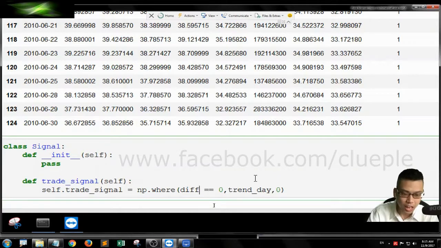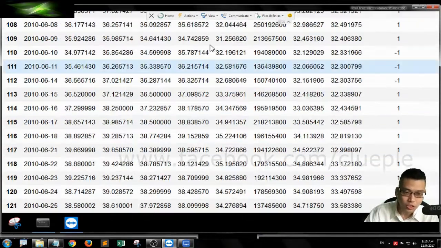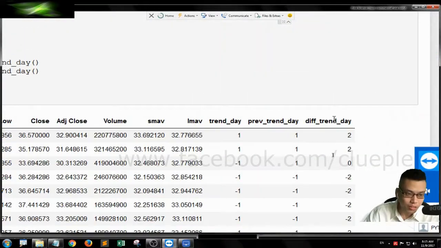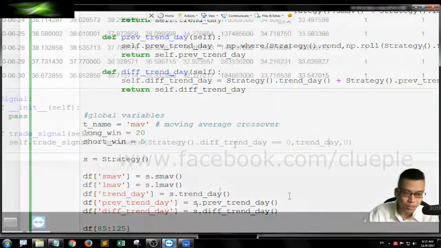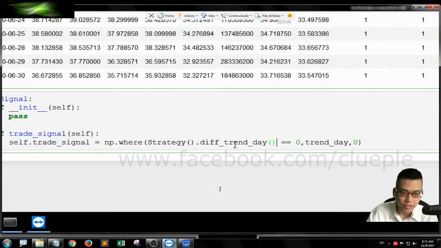So let's change that, because the difference is from the strategy class. So we use the strategy bracket dot the difference trend day. The difference trend day is coming from here. It is a method, so we need a bracket here. So when it equals 0, we know that we need to return the strategy dot trend day. Trend day is also a method, so we need a bracket.